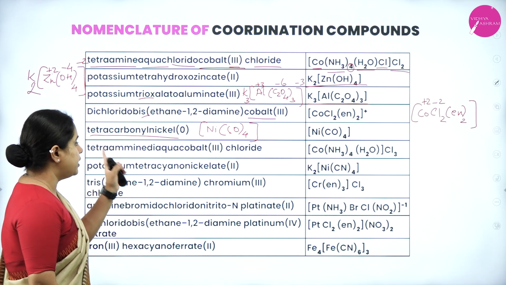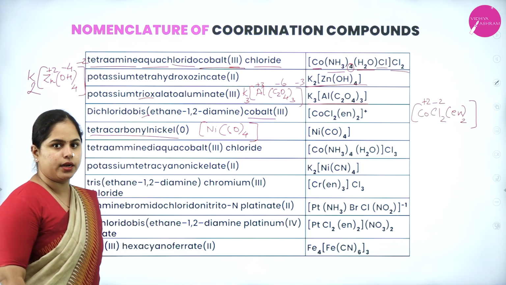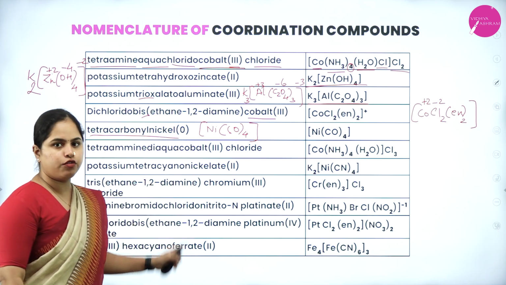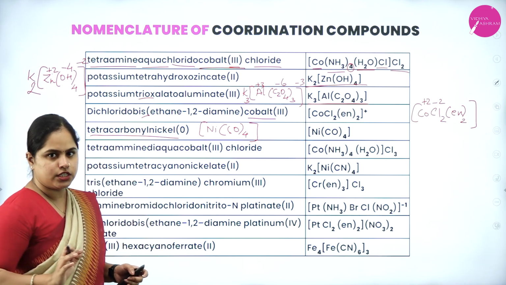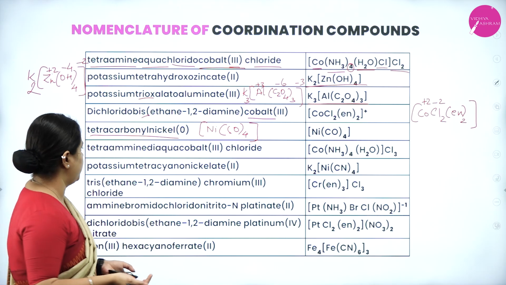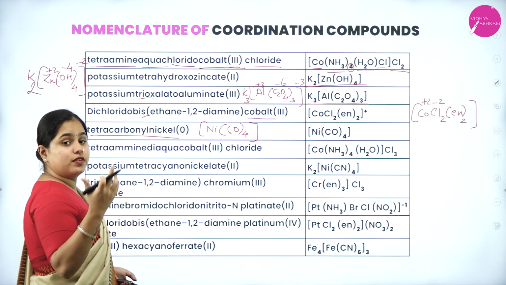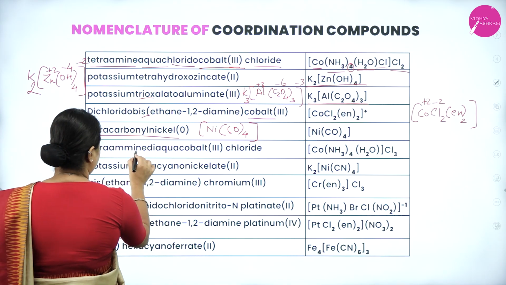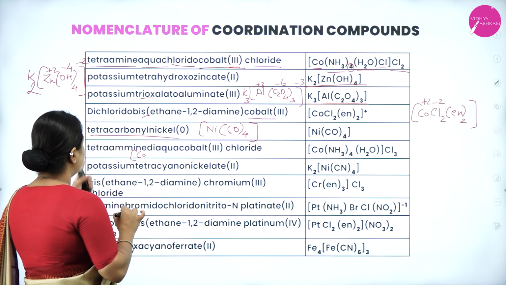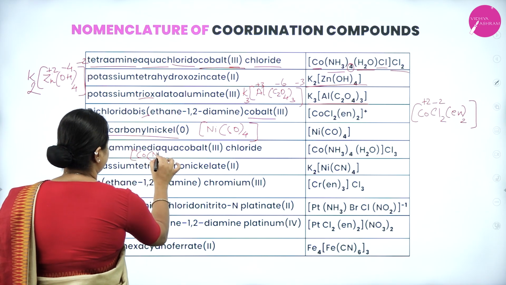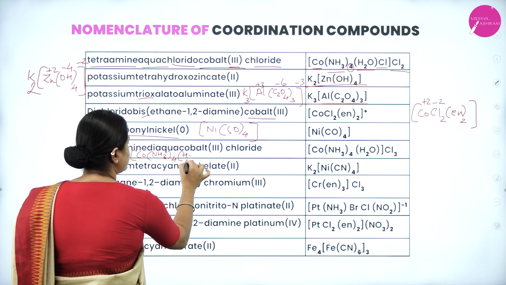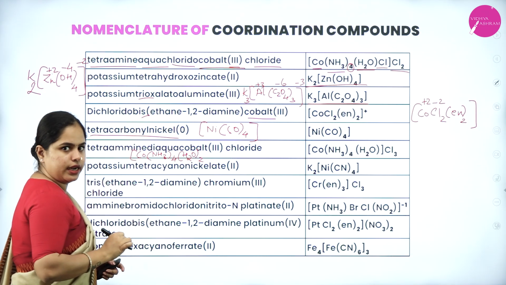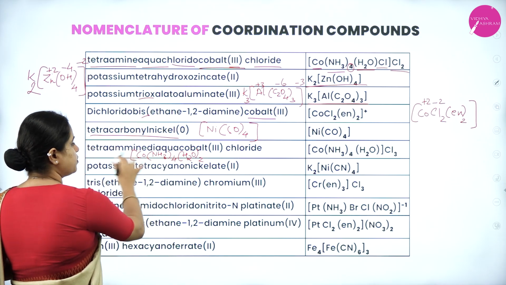Now, tetraamminediaquacobalt(III) chloride, right? Cobalt is the cationic part, which is your coordination sphere, and chlorido comes as the counter ion. So tetraammine. Which is the central metal ion here? It is cobalt, so I write the cobalt first. Tetraammine means 4 NH3 are there, and diaqua means H2O twice, right? Diaqua cobalt. So this much part is done.